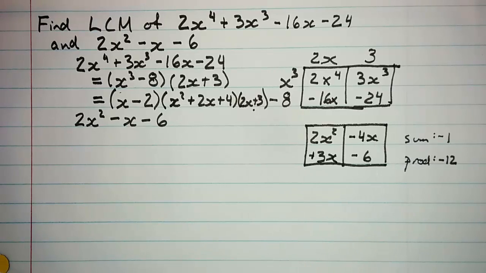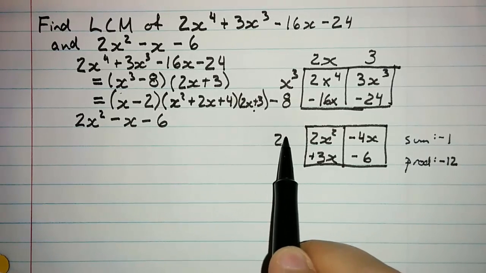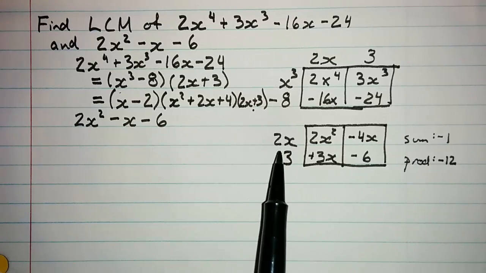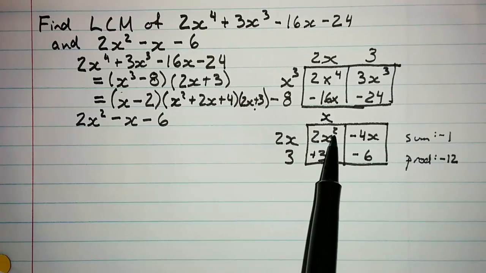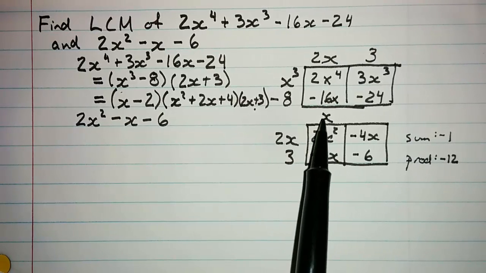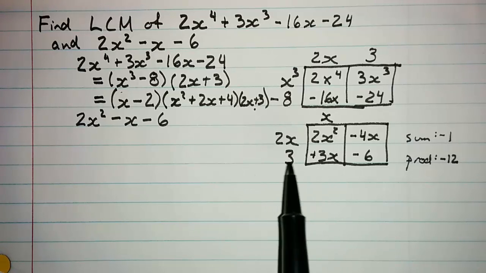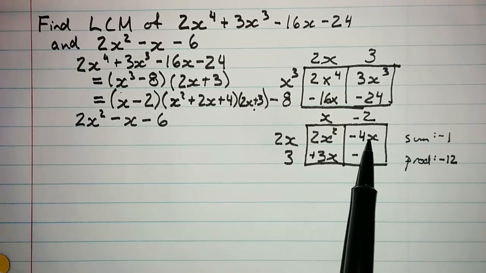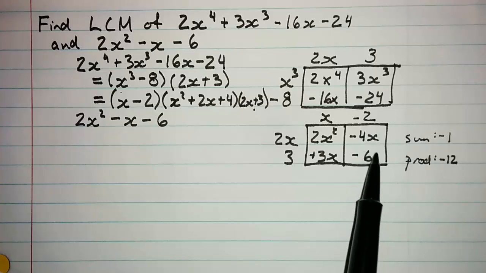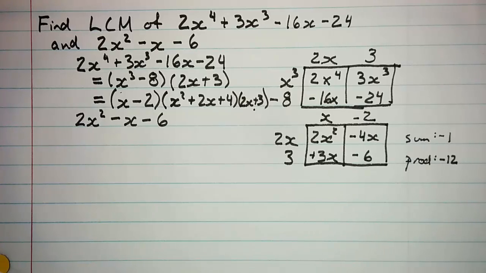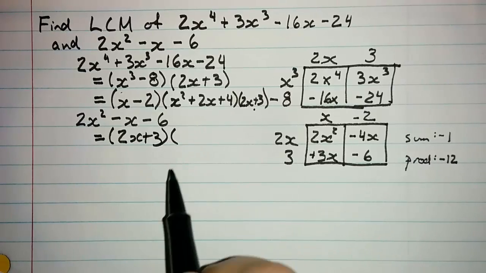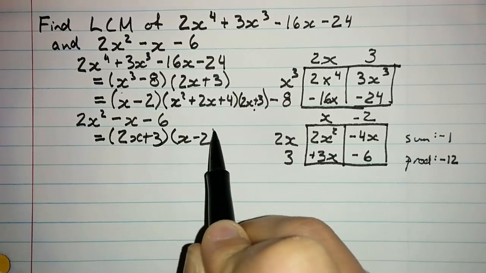All right, greatest common factor in this row, 2x. In this row, 3. 2x times x is 2x squared. 3 times x is 3x. So far, so good. 2x times negative 2 is negative 4x. 3 times negative 2 is negative 6. Yes. So this factors as 2x plus 3 times x minus 2.